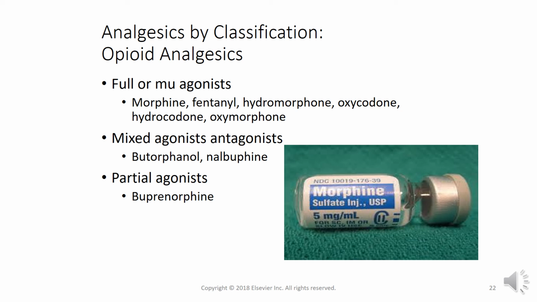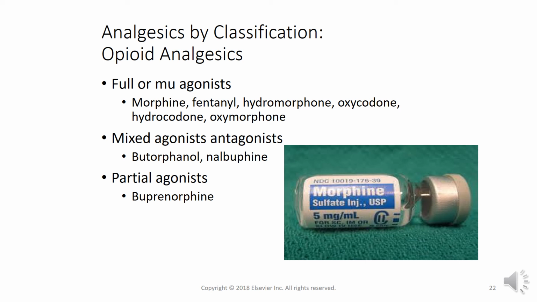These are your drugs like morphine, fentanyl, hydromorphone, which is Dilaudid, oxycodone, which is Percocet or OxyContin, hydrocodone, which is your Lortab, Norco, oxymorphone, Opana. Okay? So if a patient is allergic to morphine, the next best choice is hydromorphone, which is Dilaudid. They are both mu agonists, and they're really good for moderate to severe pain.